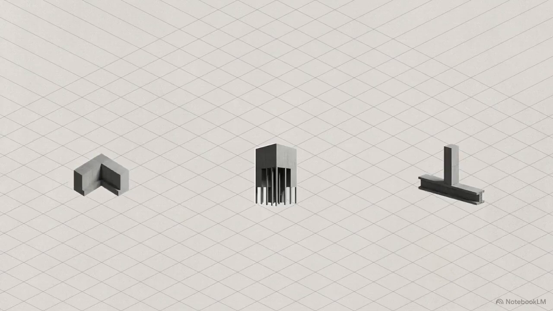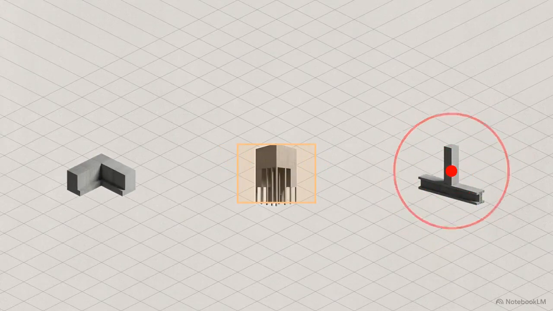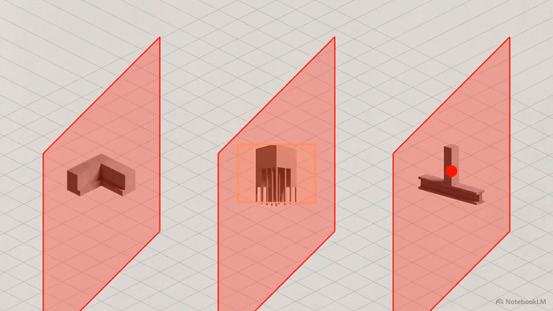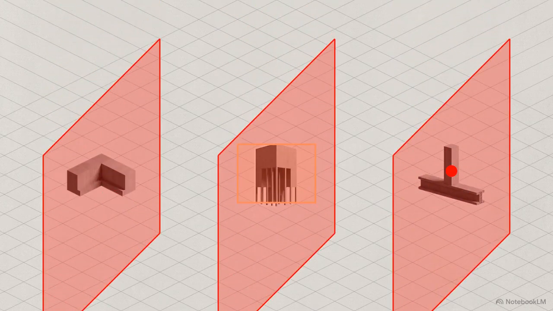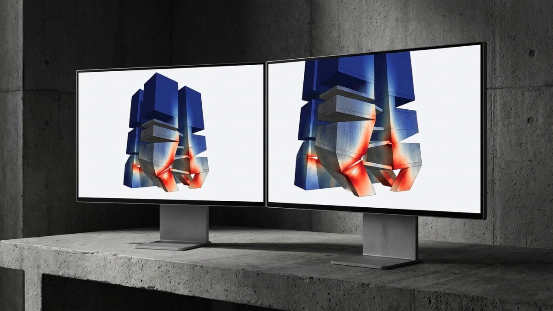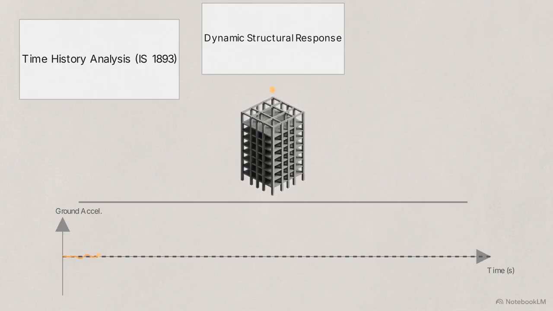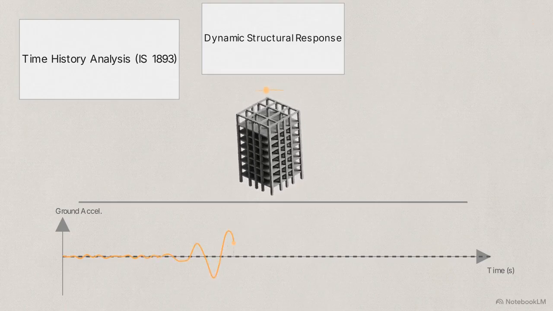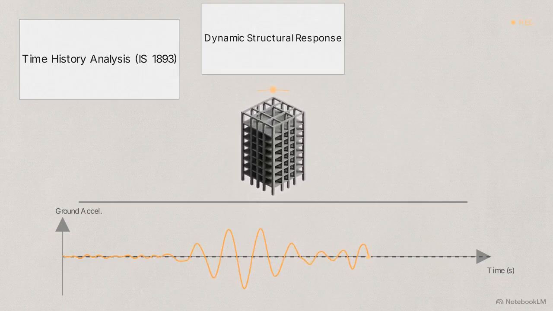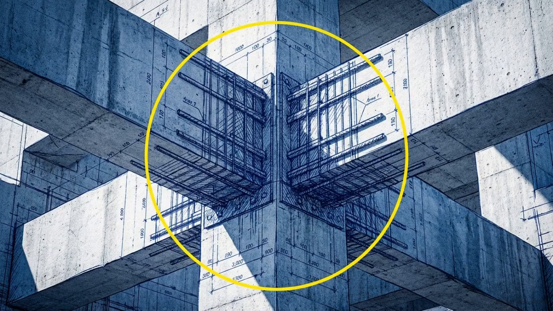The structural traps we've examined, the twisting L shape, the drifting open story, and the severed load path of the floating column, all share a common flaw. They break the symmetry of the building. IS 1893 heavily penalizes these configurations. Engineers are mandated to perform rigorous response spectrum or time history analyses, which are advanced computational methods that evaluate how a structure responds to actual recorded ground motions over time, and they must apply massive force multipliers to the vulnerable connections.